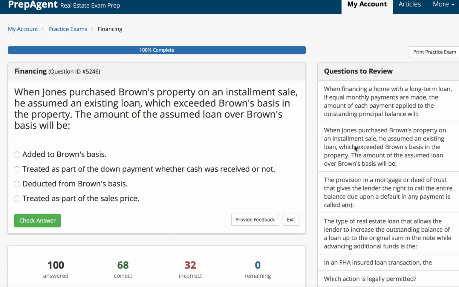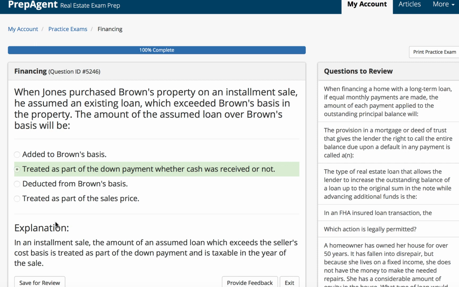When Jones purchased Brown's property on an installment sale, he assumed an existing loan which exceeded Brown's basis in the property. The amount of the assumed loan over Brown's basis will be added to Brown's basis, treated as part of his down payment whether cash was received or not, deducted from Brown's basis, or treated as part of the sale price. I'm going to say the down payment. Good. Excellent.